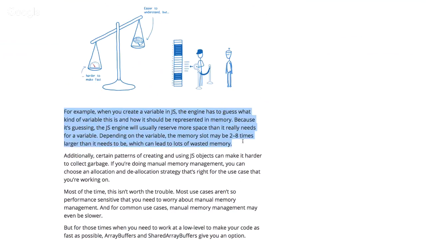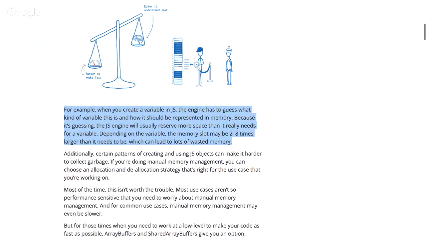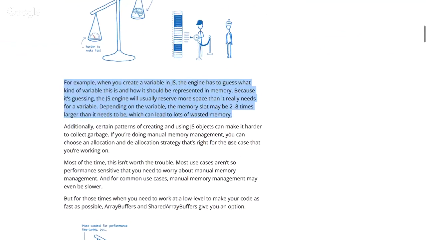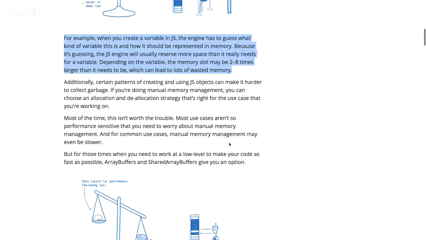If you create a variable in JavaScript, the JavaScript engine doesn't know what the data type of the variable is. So what ends up happening is it will reserve way more space than what you might end up needing to store a particular variable. The memory slot might end up using 2 to 8 times larger space. That is a lot of wasted space, but JavaScript engines do it just because they don't know what kind of data type you'll be storing.